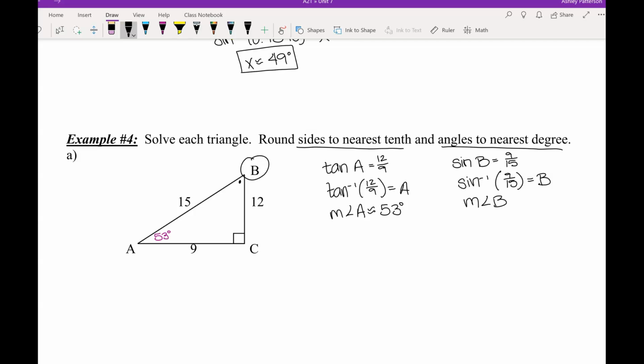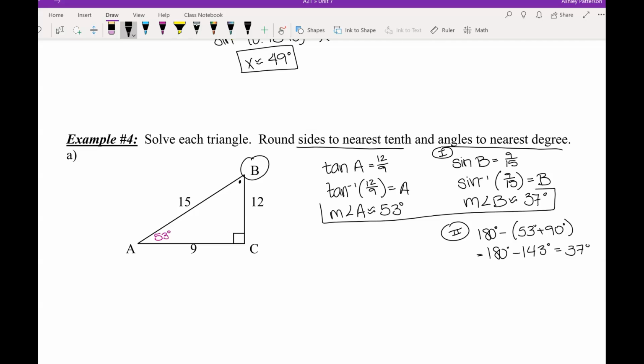And then if I were to put this into my calculator, I'm going to hit second sine to find the inverse, 9 divided by 15. And rounding, I get approximately 37 degrees. Okay, that's option number 1. Like I mentioned, option number 2, I could have taken 180 degrees and subtracted 53 plus 90. Okay, so 180 minus 143, and that'll give me 37 as well. You've got 2 options to find that additional angle if you find yourself in a similar situation.